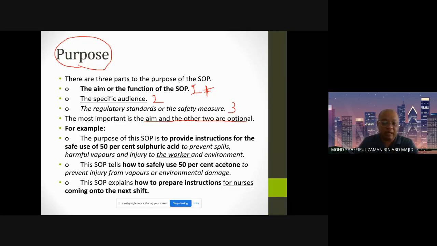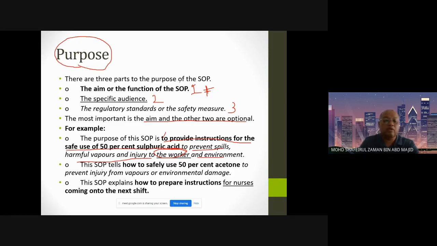Okay, example given here: the purpose of the SOP is to provide instructions for the safe use of 50% sulfuric acid. So that is the aim of this SOP. Okay, all right. And then what are the regulatory standards? To prevent spills, harmful vapors, and injury to the worker and environment. So the audience will be the worker. All right. In this context, what is the aim of it? To prevent spills, harmful vapors, and injury. Okay, what is the procedure? Instructions for the safe use of 50% sulfuric acid.